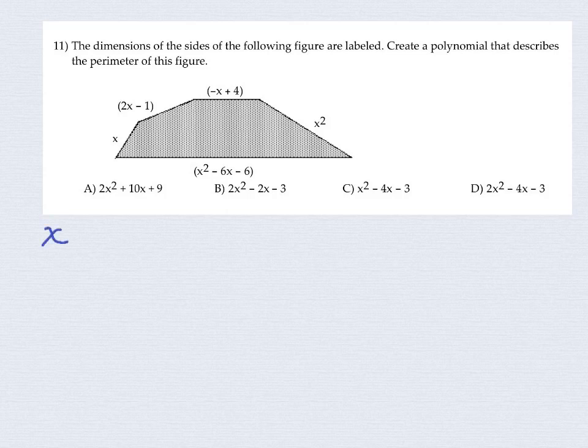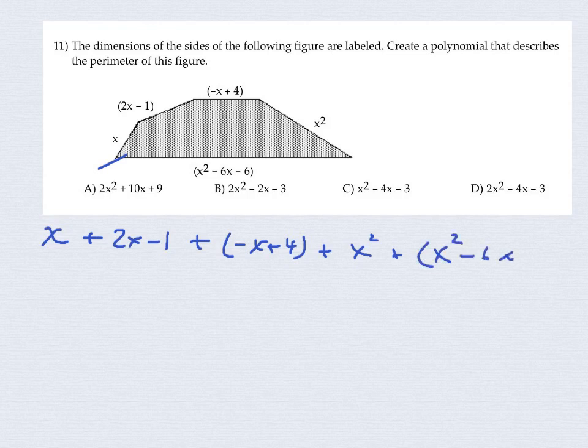Pick a corner. I'm going to pick the lower left corner and work my way around. So I have x plus (2x minus 1) plus, do I need that bracket around the, no, I don't really need that bracket, but I'll put it in to keep it organized. Negative x plus 4. I've got to add to that x squared. I've got to add to that the bottom, and the bottom is x squared minus 6x minus 6.